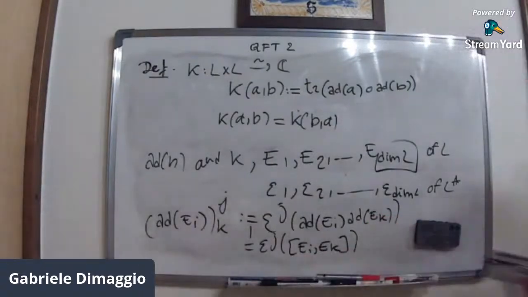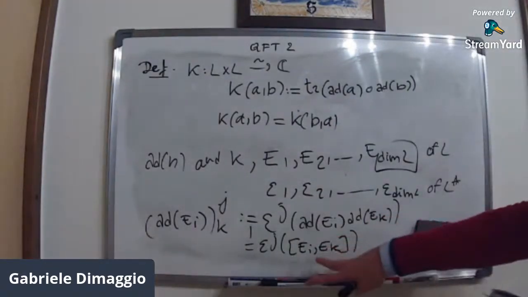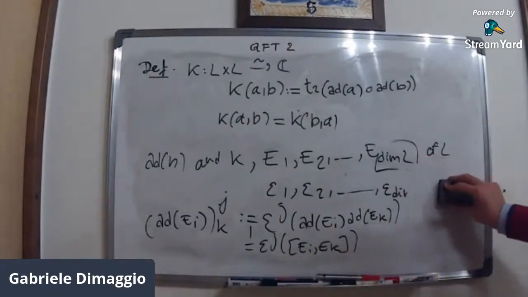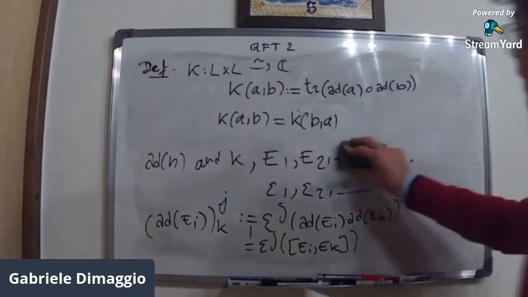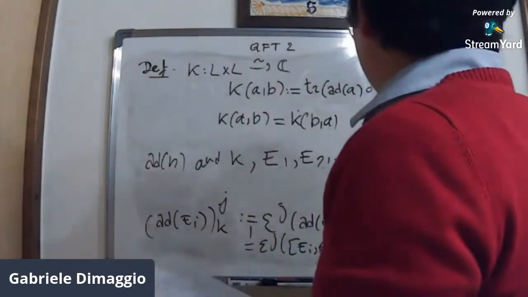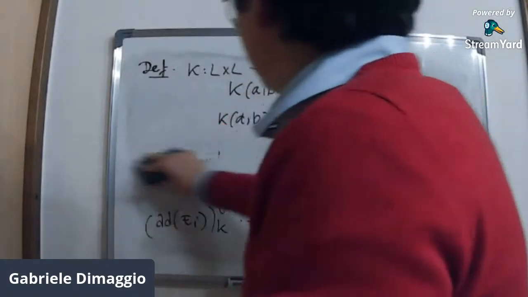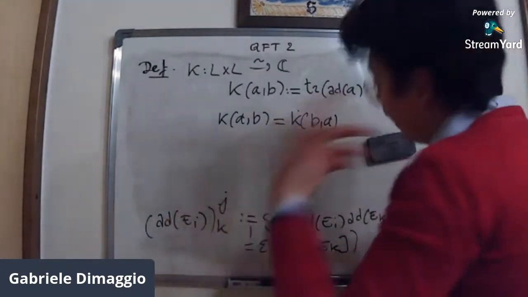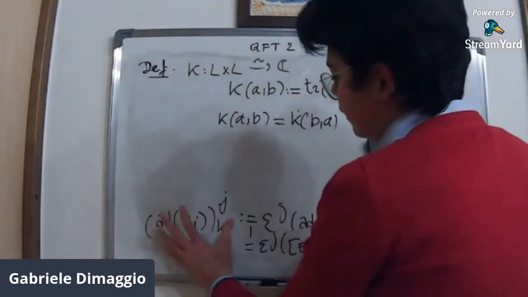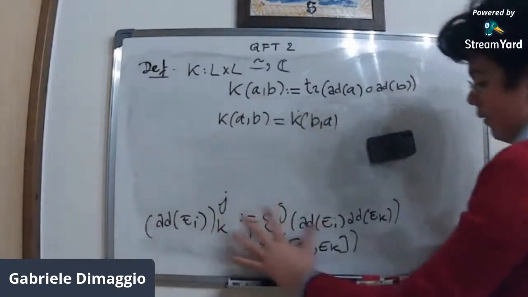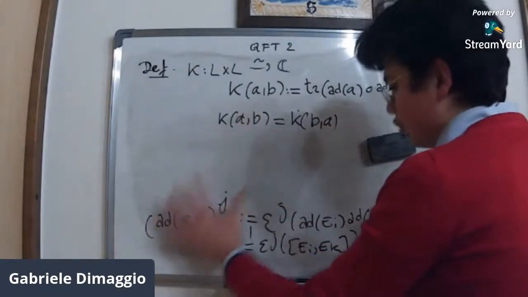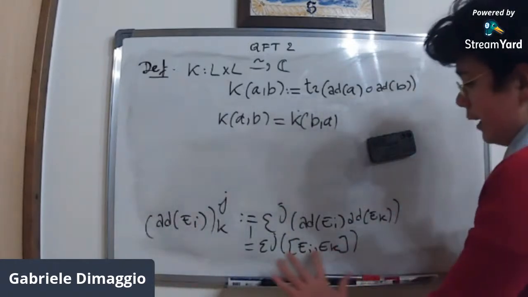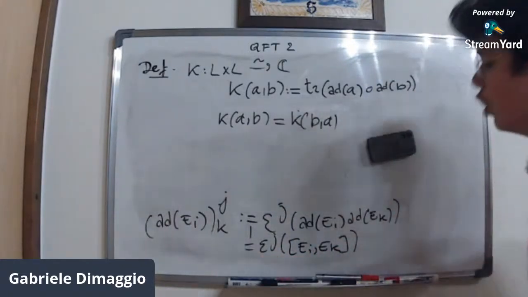Okay, perfect. Now, attention, because I have a particular thing. I chose these two bases for my vector space L. Sorry, I can write the components of the adjoint map this way. And here I have this commutator.